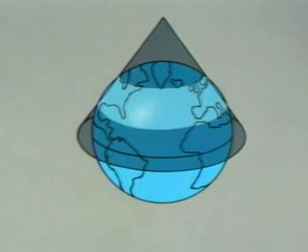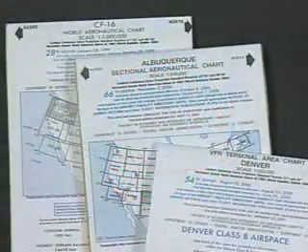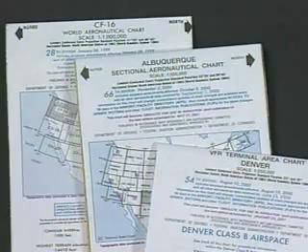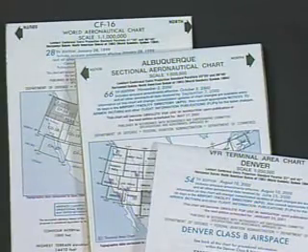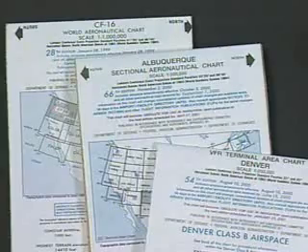One method is the Lambert conformal conic projection, which makes a sectional cut through the globe. This projection is used for the 3 charts you will use most during your VFR flying. These include the World Aeronautical Chart, the Sectional Chart, and the VFR Terminal Area Chart.